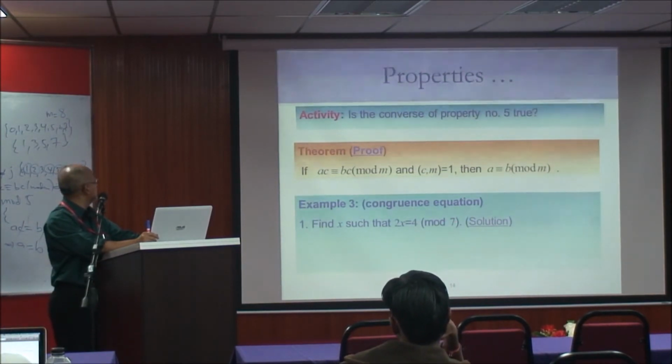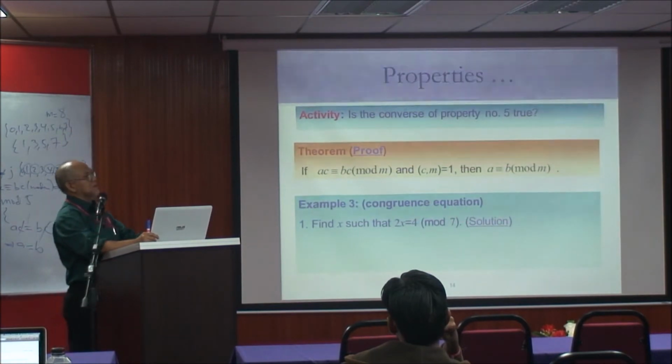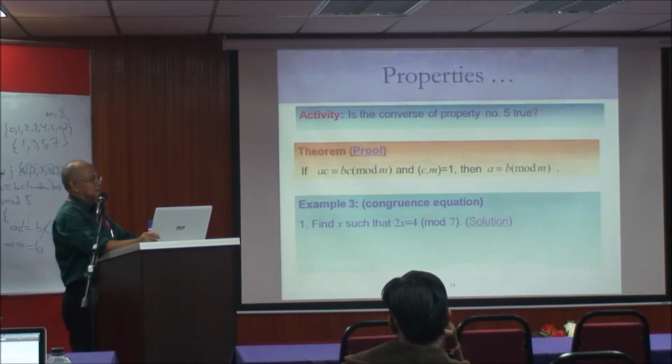Any solution? Oh, we missed that. How can I miss that one? 2 is the solution, because 2 times 2 is 4. So definitely 2 times 2 is congruent to 4 mod 7. So 2 is the solution. But there is no other solution except that one.